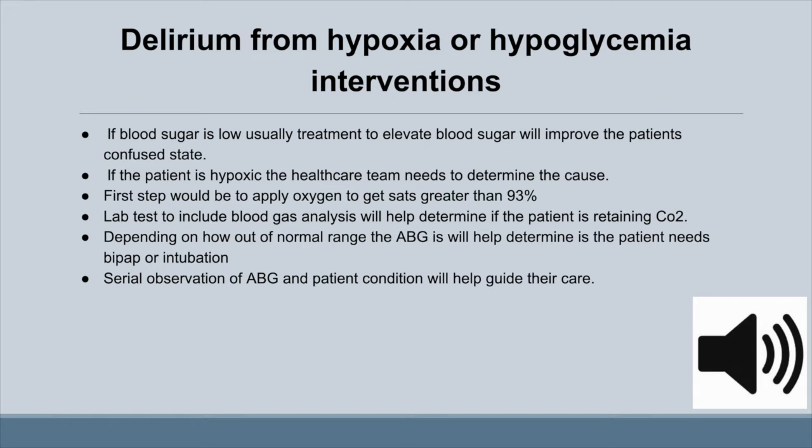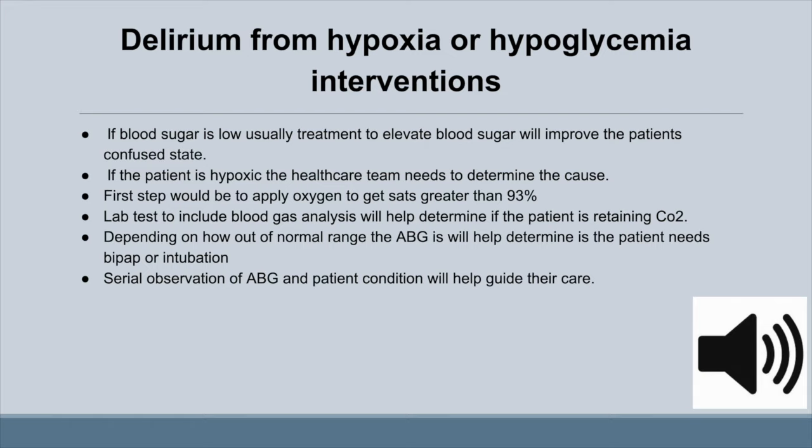Delirium from hypoxia or hypoglycemia interventions. If you suspect the patient is confused because of a low blood sugar, quickly get an AccuCheck. If the blood sugar is determined to be low and the patient is alert enough, you can give them something to eat or drink or some glucose tablets. If they are unconscious or unable to chew and swallow safely, you can give them IV glucose as ordered by the physician. If the patient is hypoxic, the healthcare team needs to determine the cause.